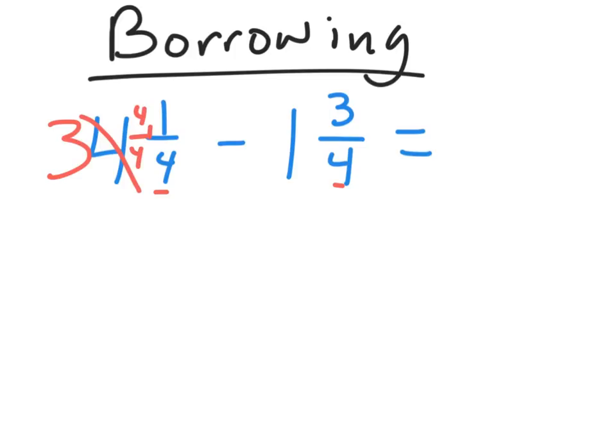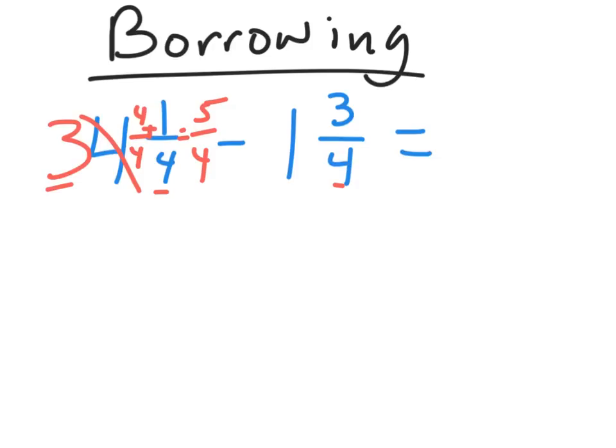So we have to take that and put it here, 4/4, and add these two together. Okay, and that gives us 5/4. So I borrowed from the 4, made it a 3, and I put that 1 in the form of 4/4 and add it to 1/4, making 5/4. Now I can subtract.